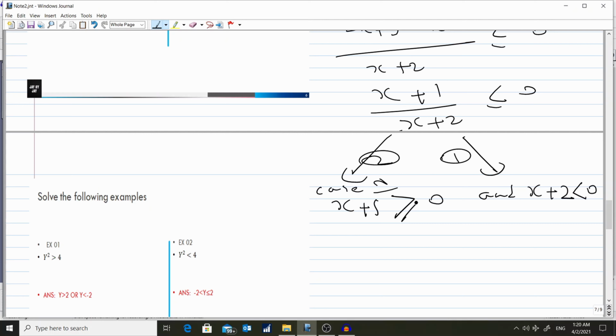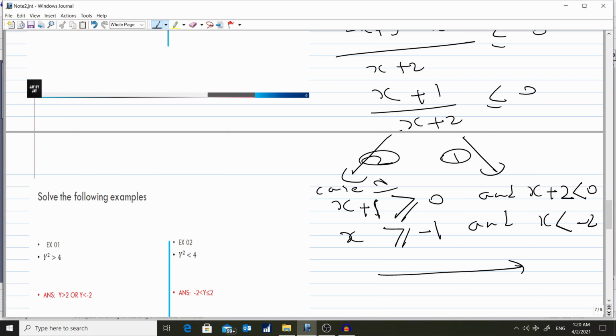Why do I put greater than or equal? Because when x plus 1 is greater than or equal to 0, what happens if this one is 0? Then the whole expression is also 0, and it is a solution for this main expression. So that's why I have put it here. Here we will get x greater than or equal to minus 1, and here we will get x less than minus 2.